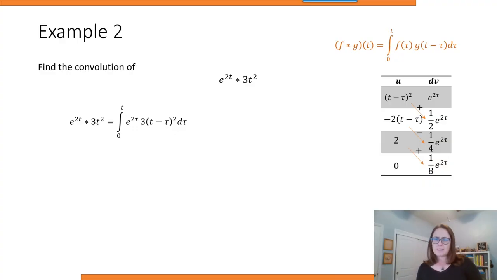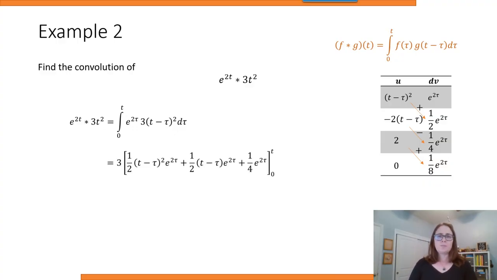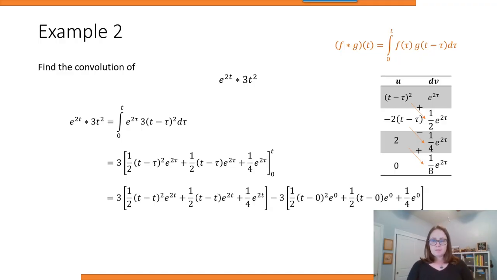Okay, so if I put all that together now, I'm going to end up with this integral here. I've got the 3 out front, and now I have 1/2 t minus tau squared e to the 2 tau plus 1/2 t minus tau e to the 2 tau plus 1/4 e to the 2 tau. So I'm just multiplying those diagonals and simplifying as I go. Next, I'm going to evaluate the limits of integration. So I'll plug in the upper limit t into this whole thing, and then subtract 0 plugged into this. And so that's going to look something like this.